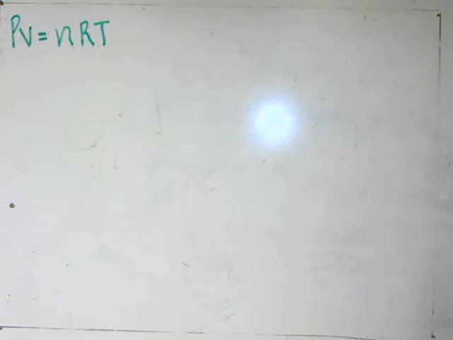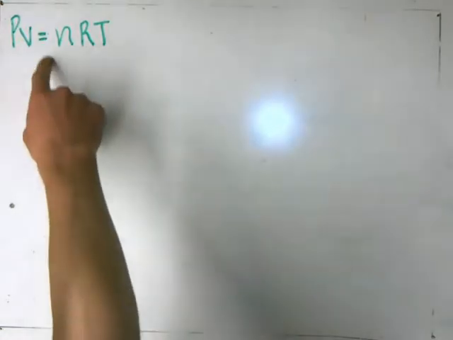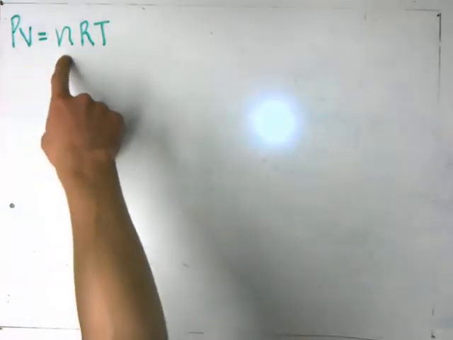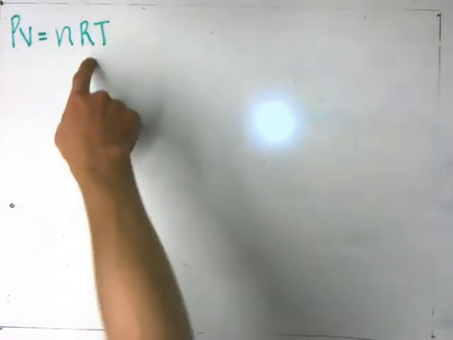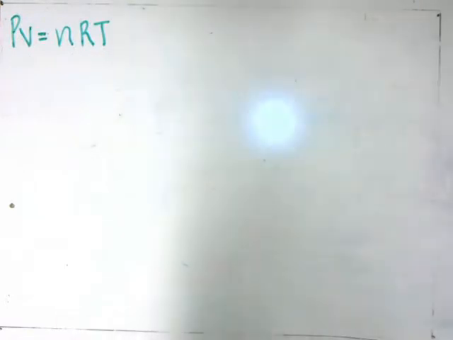So let's talk about the problem. And by the way, this problem is going to involve using the ideal gas law, which is pressure times volume is equal to the number of moles times the ideal gas constant times the temperature in Kelvin. Alright, so let's talk about the problem.